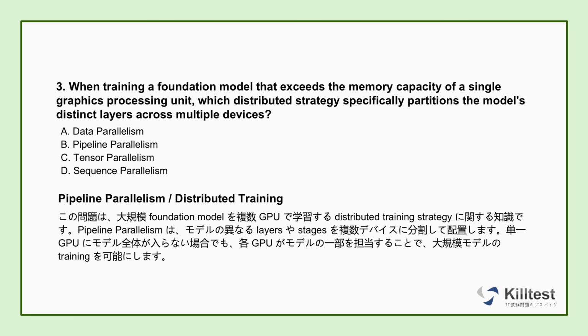Question 3. When training a foundation model that exceeds the memory capacity of a single graphics processing unit, which distributed strategy specifically partitions the model's distinct layers across multiple devices? The correct answer is B. So the answer is pipeline parallelism. When the model is just too big, you literally divide its structural layers across multiple GPUs. Oh, wow. So it acts like a factory assembly line. GPU 1 builds the chassis, then passes it to GPU 2 to install the engine. Precisely. It keeps the whole system moving to handle those massive foundation models. Nice. All right, on to the next.